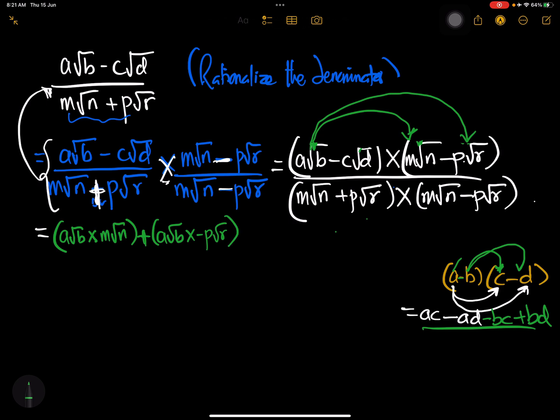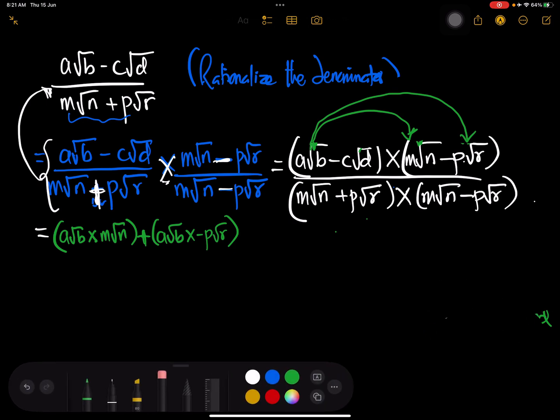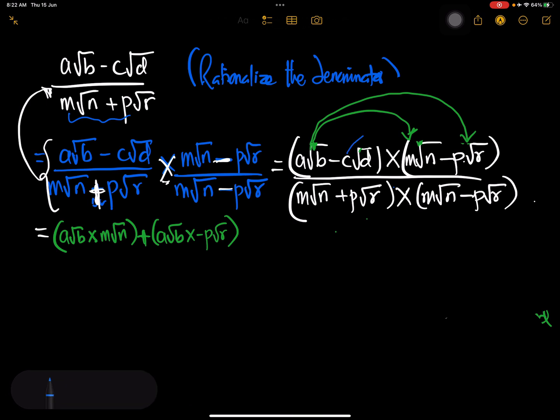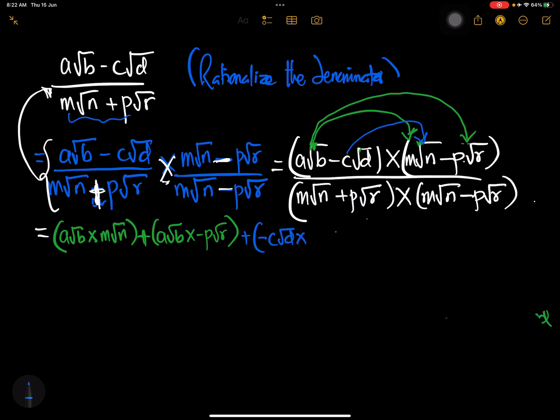And then we continue. We're also going to have this negative c. This negative c is going to multiply the m square root of n. So we're going to have plus, in parentheses, negative c square root of d multiplying m square root of n. Then we add again. We're going to have negative c multiplying by negative p square root of r.